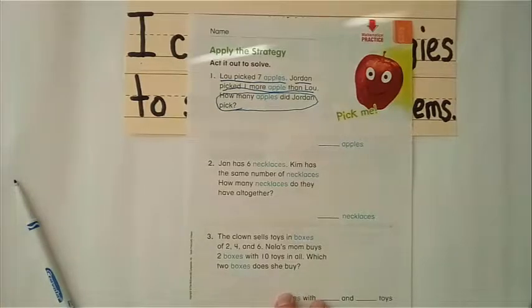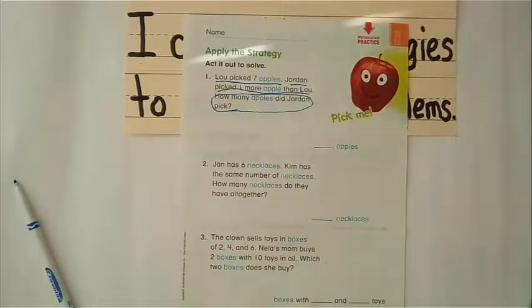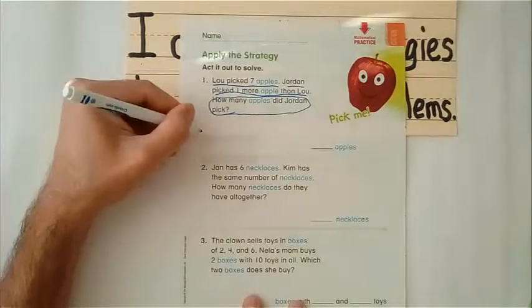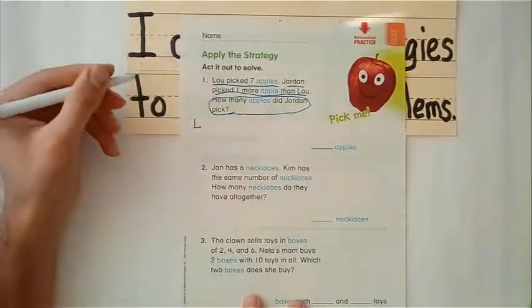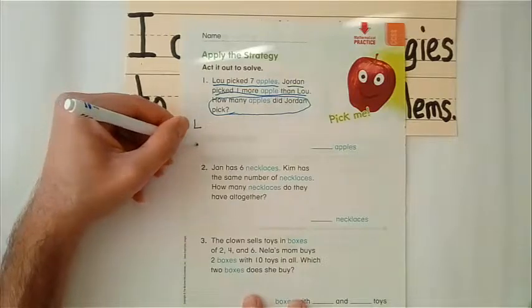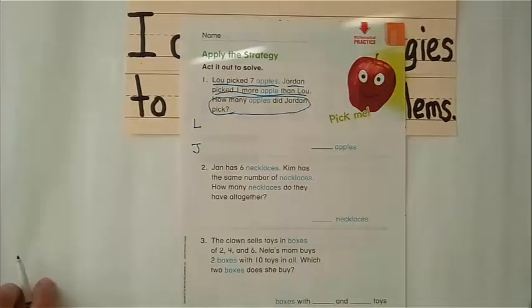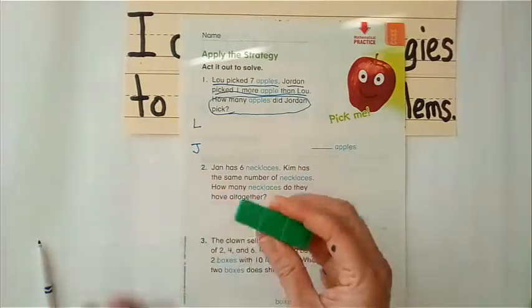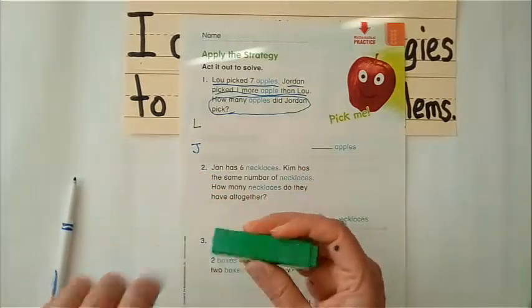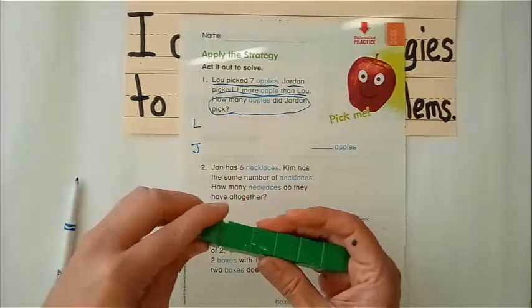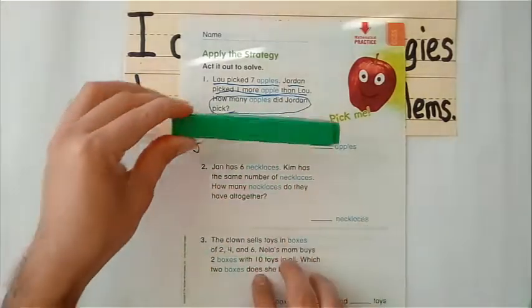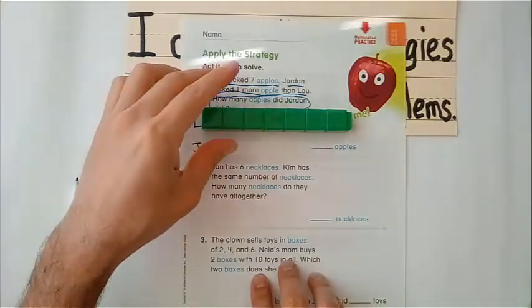Okay, so let's use our blocks and try to visualize that using our blocks. Okay, so I know that this one's going to be Lou, and so I put an L. This one's going to be Jordan, so I'm going to put a J. So how many apples did Lou pick? Yeah, that's right. He picked 7. Okay, so let's put 7 blocks on here. 1, 2, 3, 4, 5, 6, 7. Okay, so I'm going to put that by Lou. So I know that's how many Lou picked.